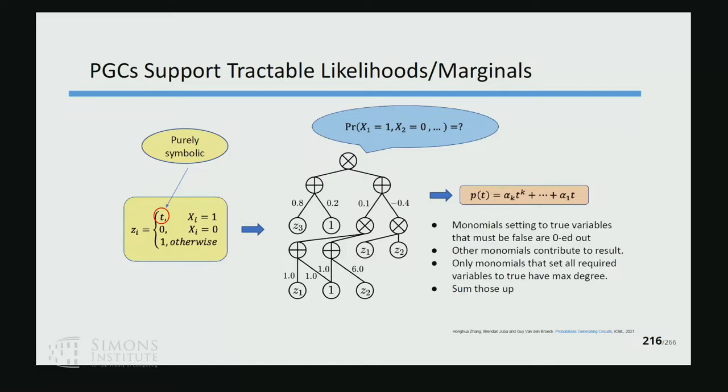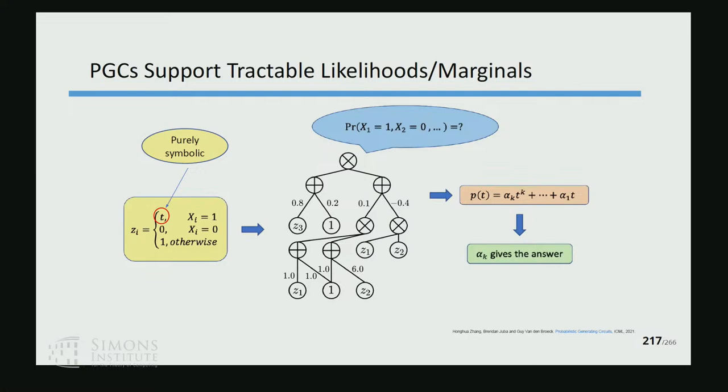And so now here's how you decode this polynomial into a marginal probability. All of the monomials where I set variables to true that must be false by my query, they all get multiplied by zero. They are removed from my equation. So those monomials disappear from the expression. All of the other monomials get added up to become this polynomial in t. Now, only the monomials that set all of the required variables to true will have the maximum degree. All the other ones will miss some of the variables that are required to be true in my query. If you sum all of those up, the leading coefficient is my marginal probability of that query. Okay, let me give you an example. So the bottom line is the leading coefficient of this polynomial in t will give me exactly the marginal probability that I would like to query.